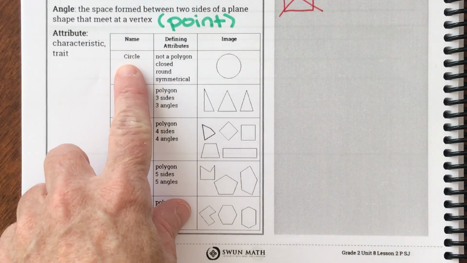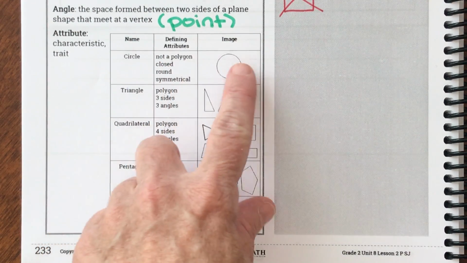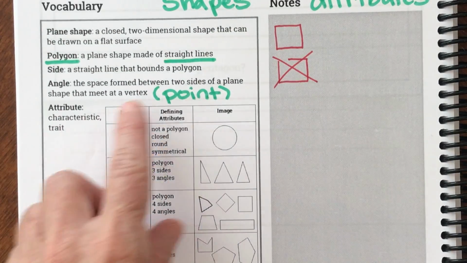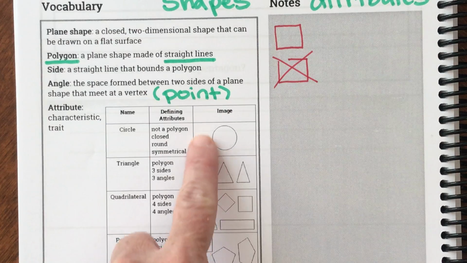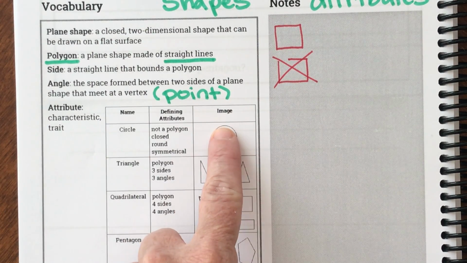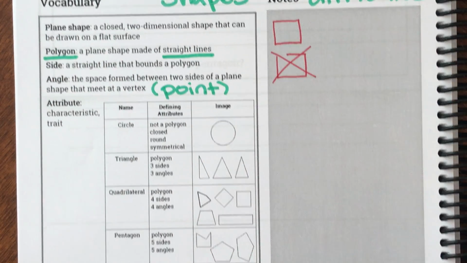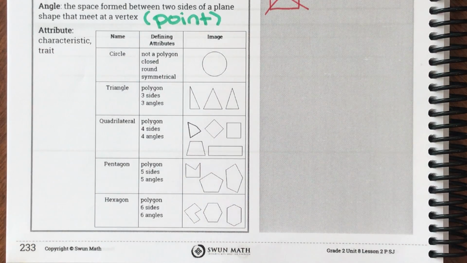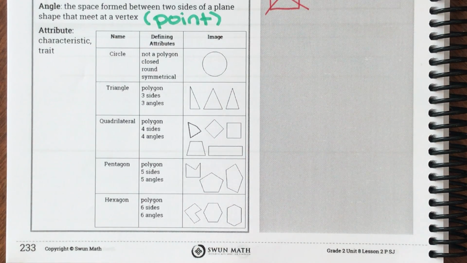Okay, our first one is a circle, and we see an image of it or a picture. It's not a polygon, because remember a polygon we said has straight lines, and this doesn't have straight lines. So a circle is not a polygon. It is closed, so we could call it a plane shape, but it's not a polygon. Okay, let's look at our next one. Our next one is a triangle. A triangle is a polygon because it's flat and it's closed and it has straight lines. And a triangle has 3 sides and 3 angles.